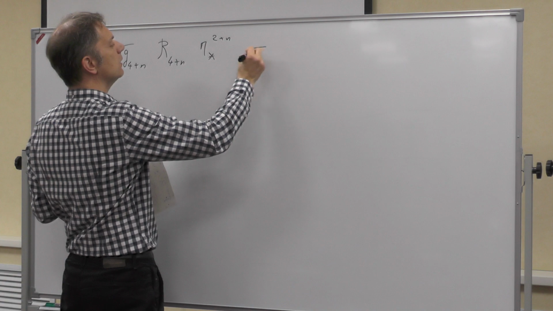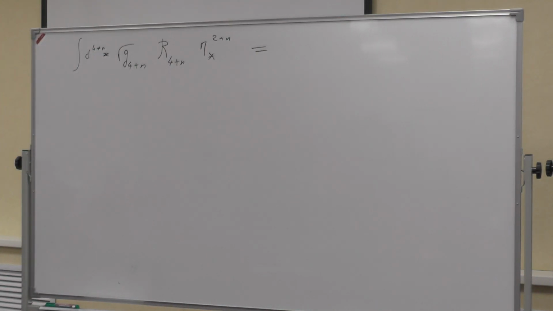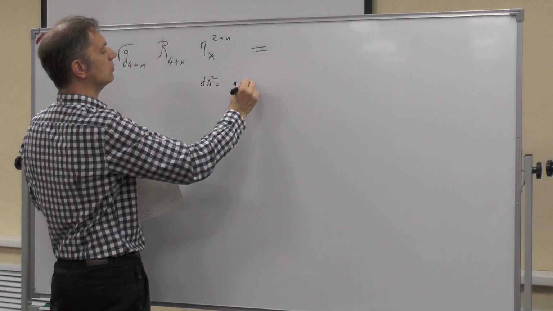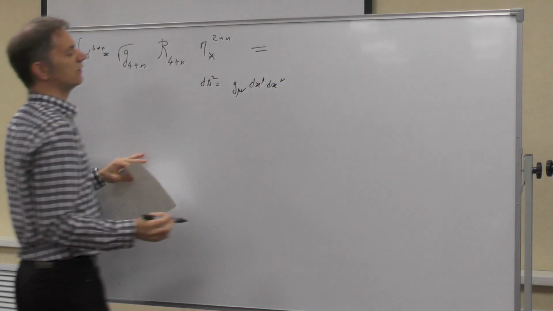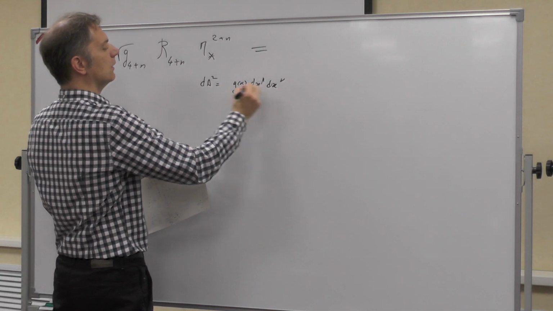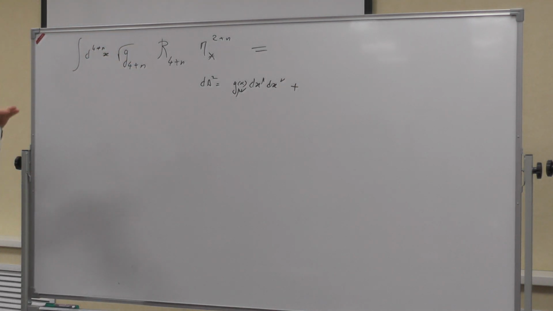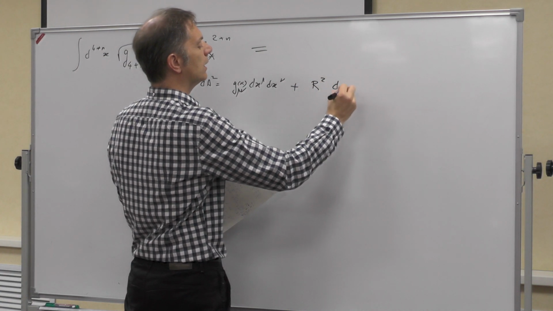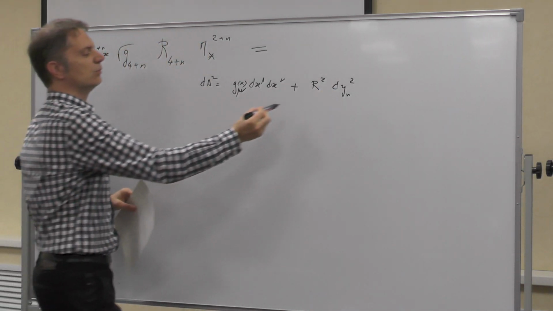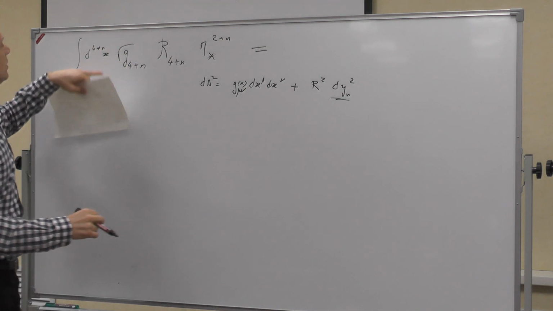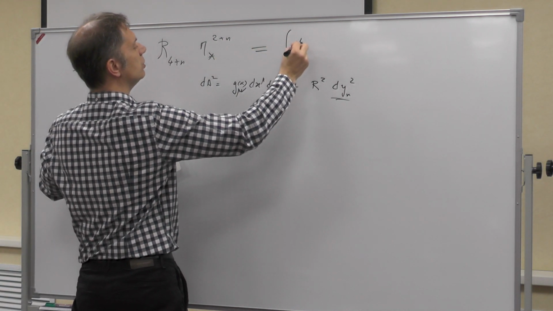If you assume the extra dimensions are flat, the metric is quite simple. It is the four-dimensional metric, g mu nu dx mu dx nu, the usual four-dimensional world with its own metric that depends on x only, plus a sphere of radius r squared dy_n squared. So you have n extra dimensions which form a sphere, and it is relatively easy to integrate over them. It will simply be the integral over d^4x.